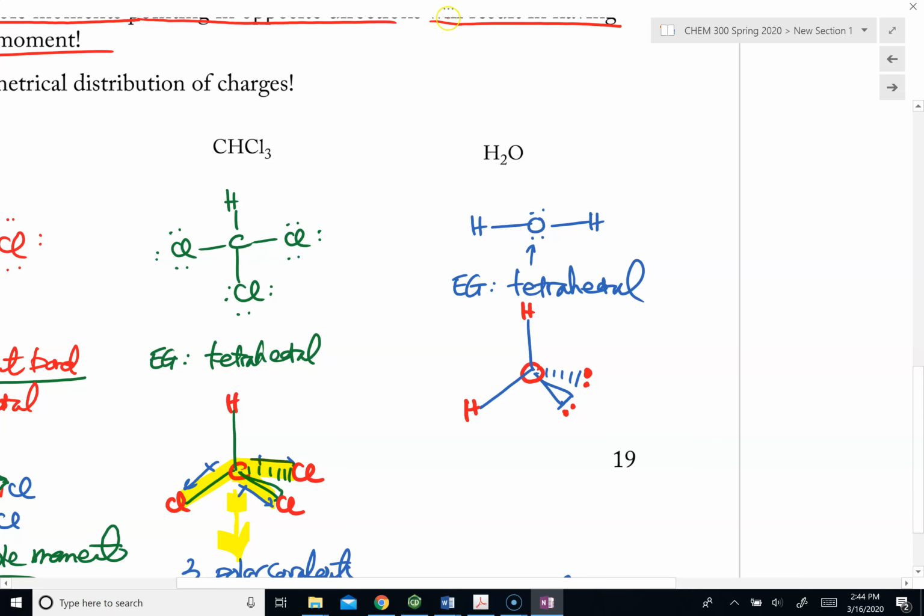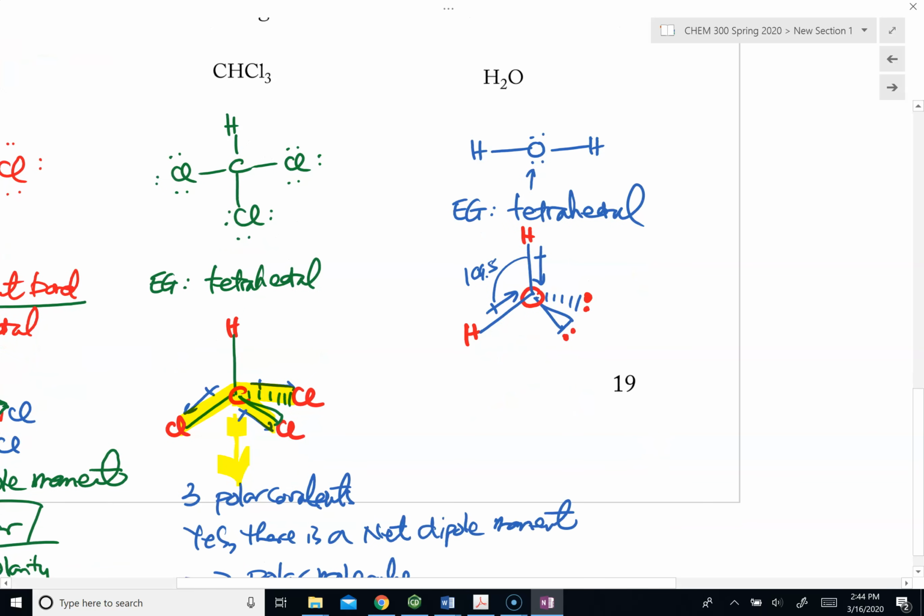In this case, there are 2 polar covalent bonds, and they both point toward the oxygen, since the oxygen is the more electronegative atom. So we will draw the dipole moments toward the oxygen. If there are 2 forces pointing to the oxygen, and the bond angle between them is 109.5 degrees, will they cancel each other out? And the answer is no. So therefore, there is a net dipole moment. Yes, there is a net dipole moment.